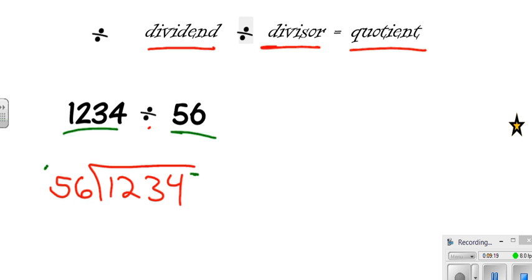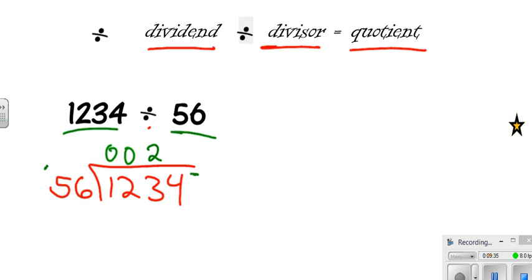56 goes into 1, 0 times. 56 goes into 12, 0 times. And you can write those zeros if that helps you out, guides you correctly. If your mind says, all right, I understand that, of course you could skip that. And then we're going to get to here. We're going to say times 2.